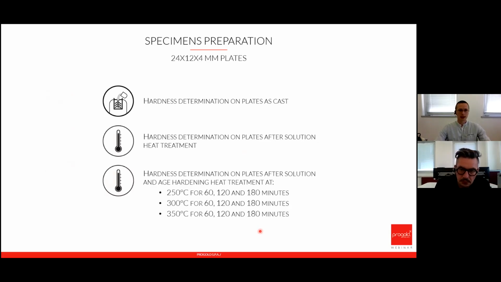Then the first casting was done with some very simple square samples, in order to get the hardness after casting and after heat treatment. Here we can see the 9 conditions of the age hardening, as we mentioned before. So we have 250 degrees C, then 300, then 350, for 1 hour, 2 and 3 hours.